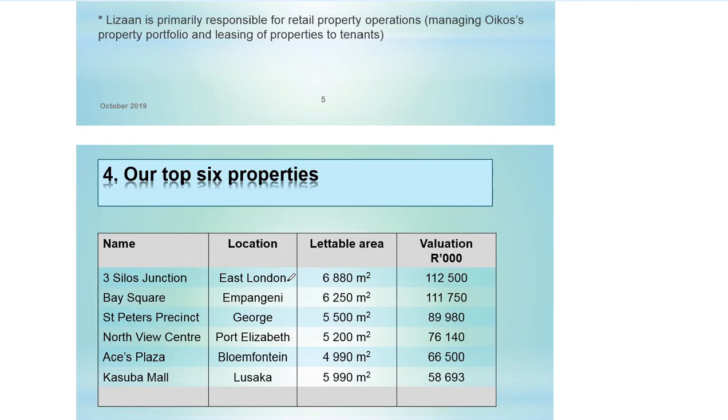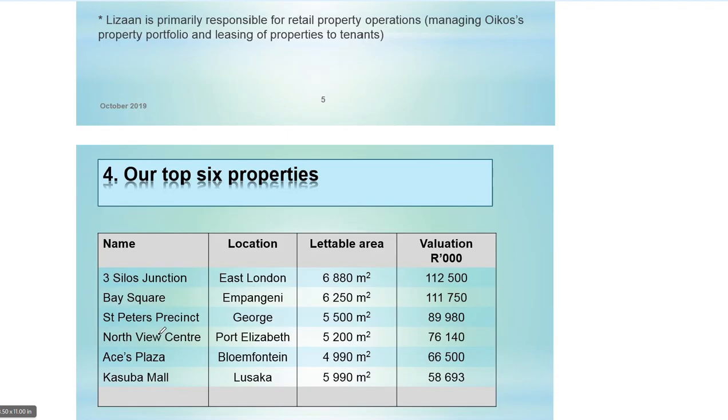6,808 meters squared, and it was valued at 112 million, or roughly 113 million. And then we have Bay Square, and Bay Square is in Mbangeni, and Mbangeni is in KZN. And when you're looking at the size of the lettable area, it's a little bit bigger. It's sitting at 6,250. And in terms of valuation, it's sitting at close to 112 million.